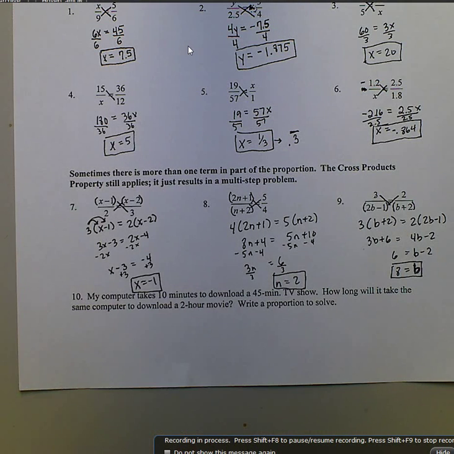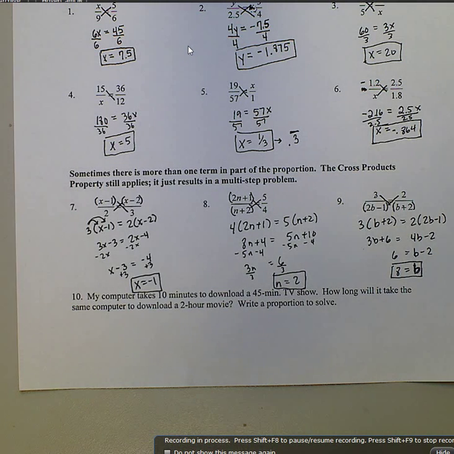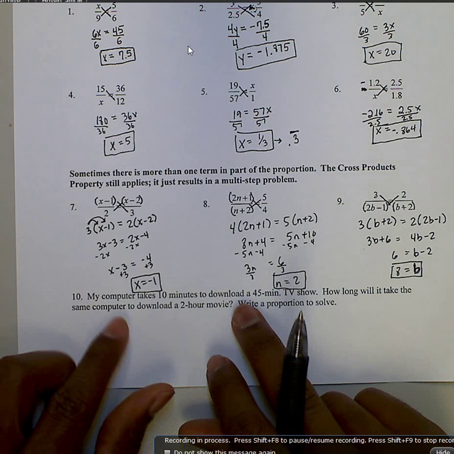So here we go, number 10. It says, my computer takes 10 minutes to download a 45-minute video or TV show. How long will it take the same computer to download a 2-hour movie? In this problem, don't say what if we don't have enough space, or what if bandwidth issues. If you know all that stuff, take that out of this problem. Okay, we're using a proportion.